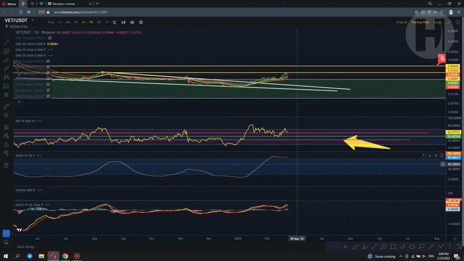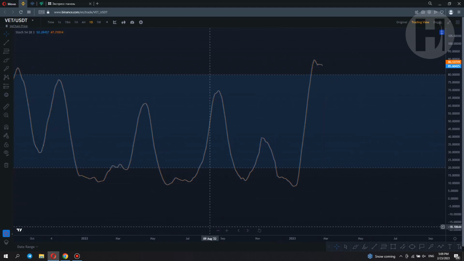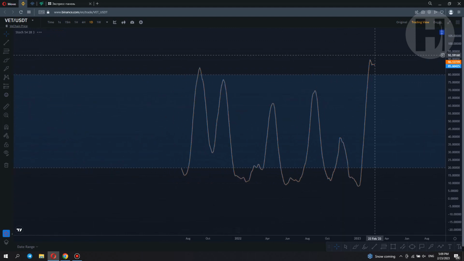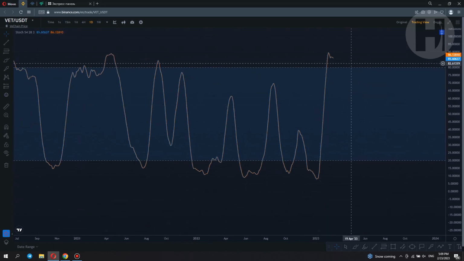For example, if I jump into the daily, you can see that we're in the overbought right now on the daily. So based off of this indicator on the daily, this is a good area to take some profits, as the last time we were in the overbought was back in September of 2021 when we saw that next pullback into October. So potentially we're going to see a pullback sometime soon.